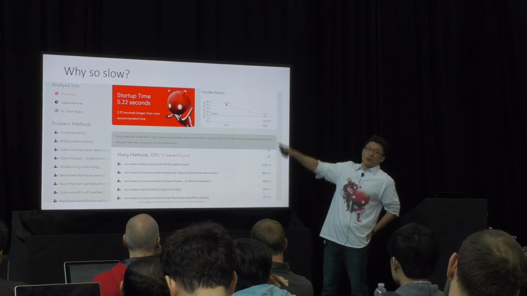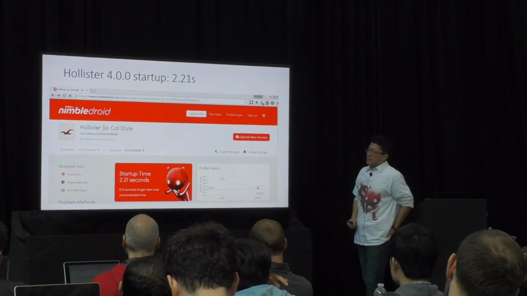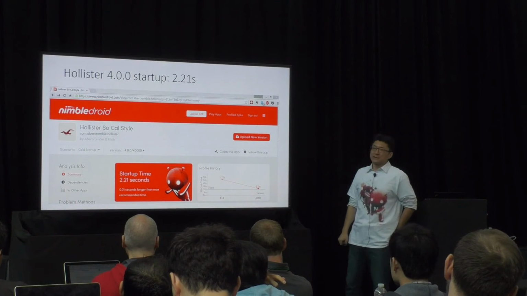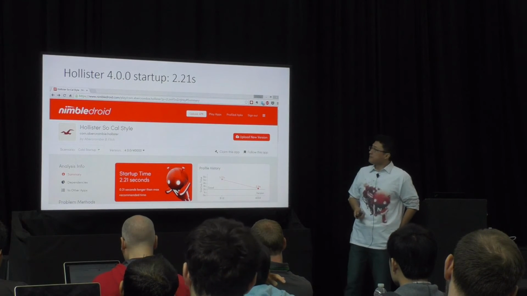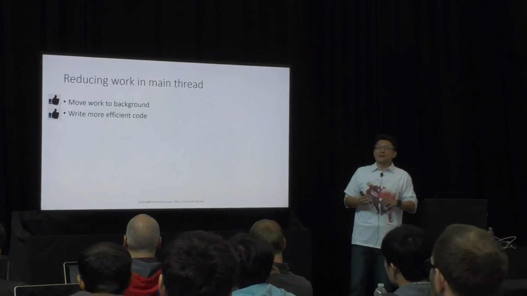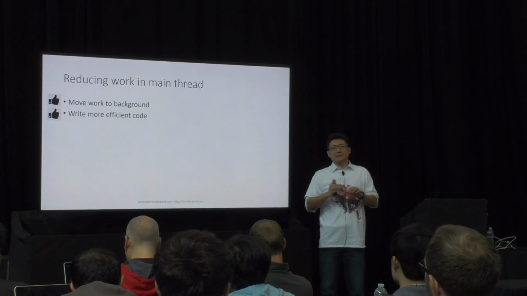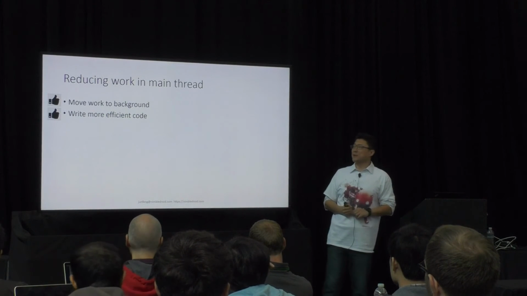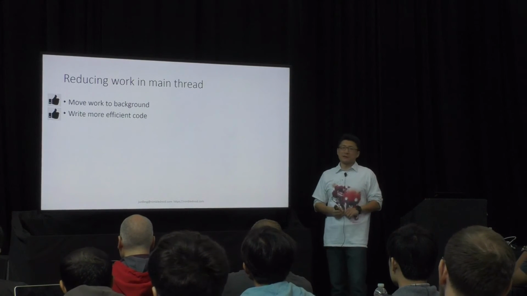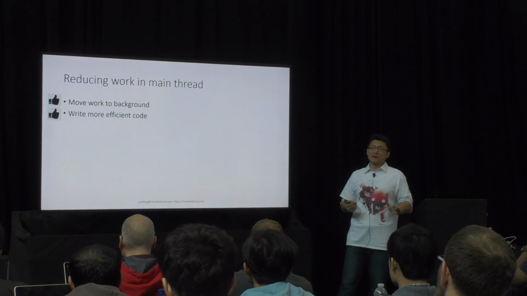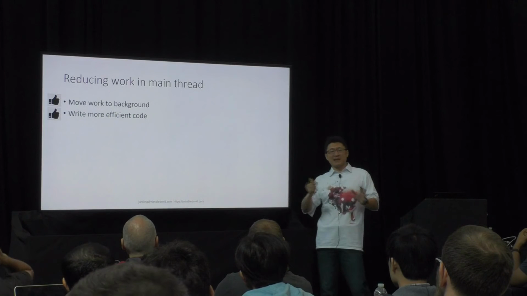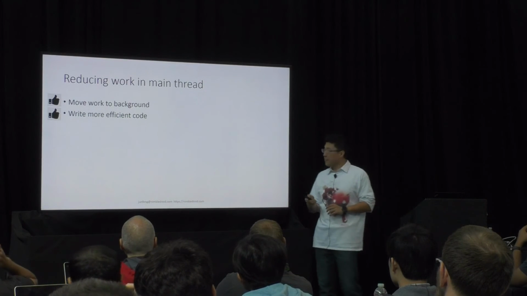Then in version 4.0.0, the developers moved these operations to the background. And now the app starts at 2.21 seconds, right? It's a lot faster than the previous version. So the idea here is, if you do too much work in your app in the main thread, make sure you move the operations to a background thread. Another approach to reduce the cost is to make your code more efficient. For example, if you're parsing data using JSON, and JSON uses reflective type adapters, that can make things slow, so try to use custom type adapters.